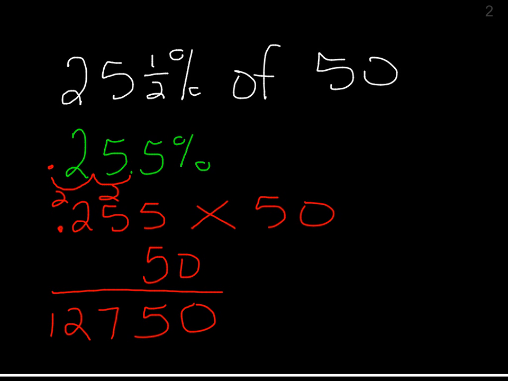And then we look to see how many numbers come after a decimal, and this time there are just 3. So I'm going to move it over 3 times, 1, 2, 3, and put it there between the 2 and the 7. So that equals 12.75, and I can drop off that last 0 right there.